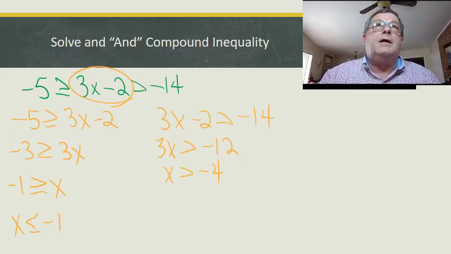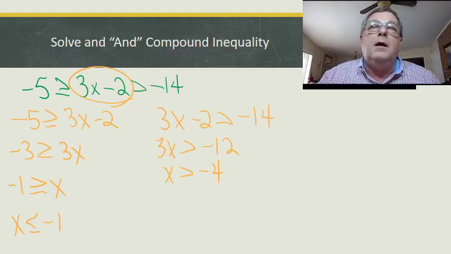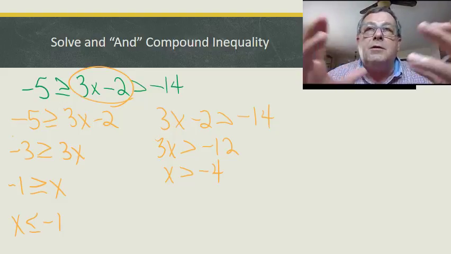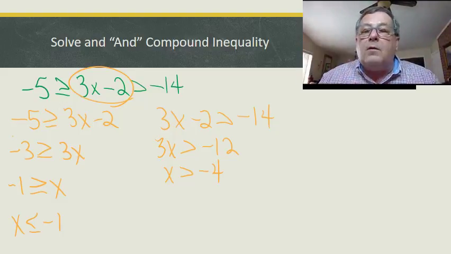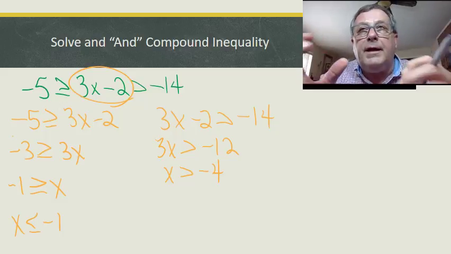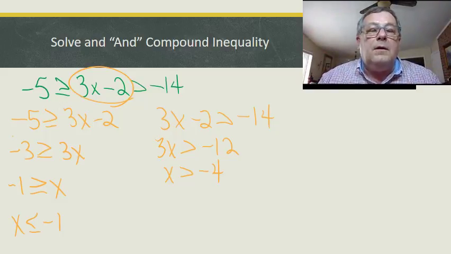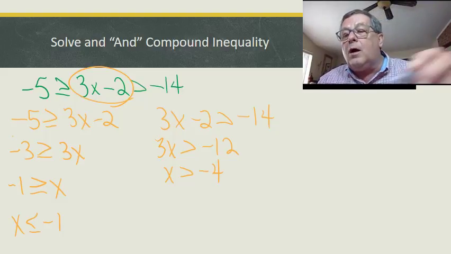All right, so this is an and compound inequality. I'm looking at the intersection. Where's the common ground? What's going to make both inequalities true? If I plug in a value for x, that value of x is going to make both inequalities true at the same time. It's another characteristic of it being an and inequality.